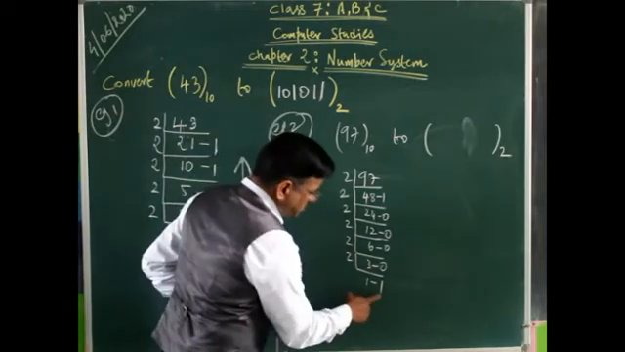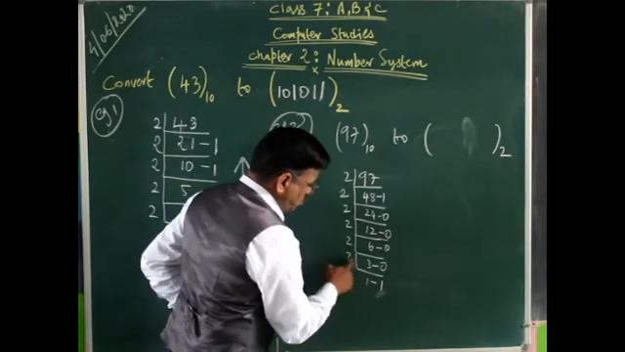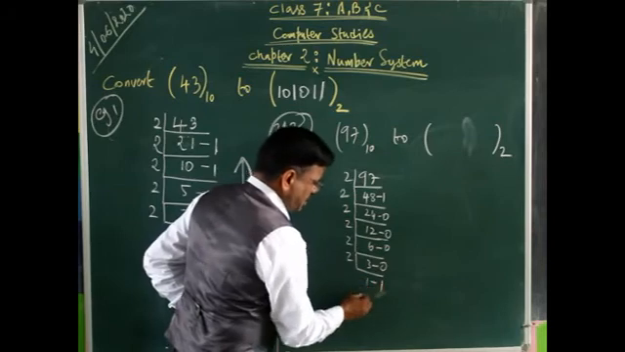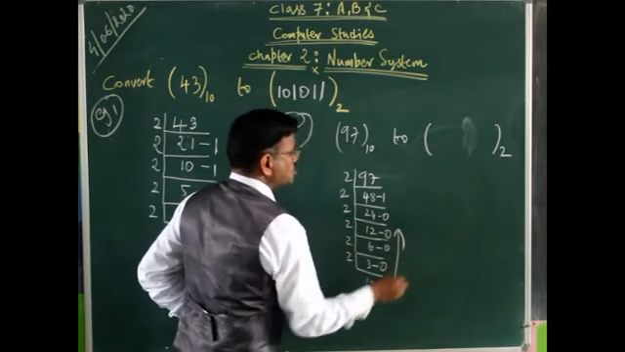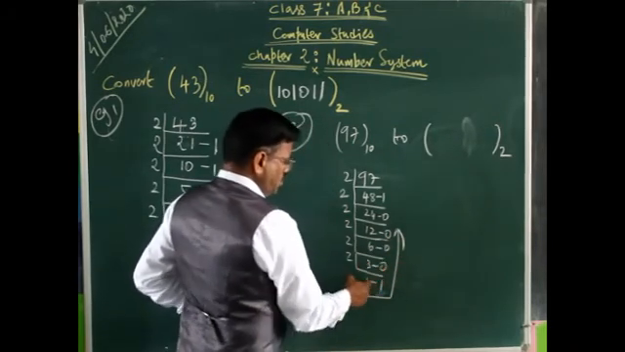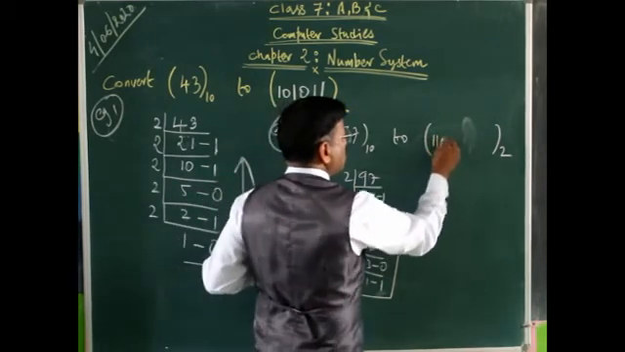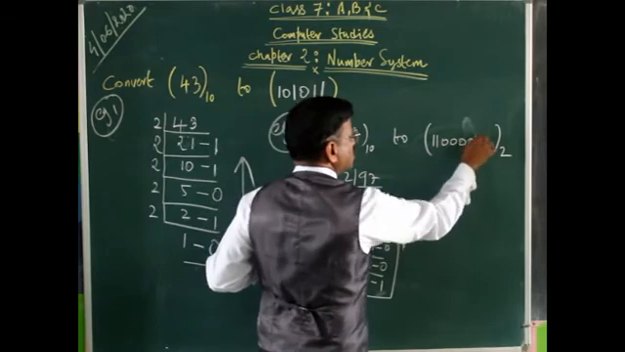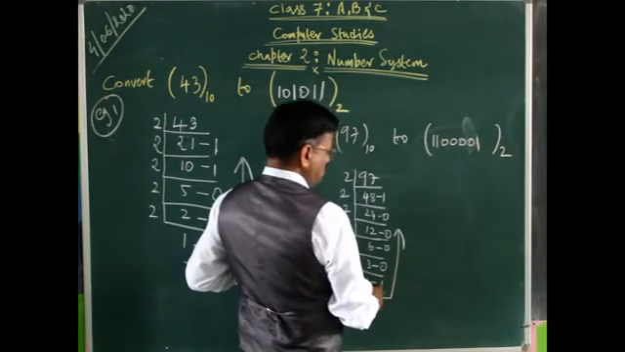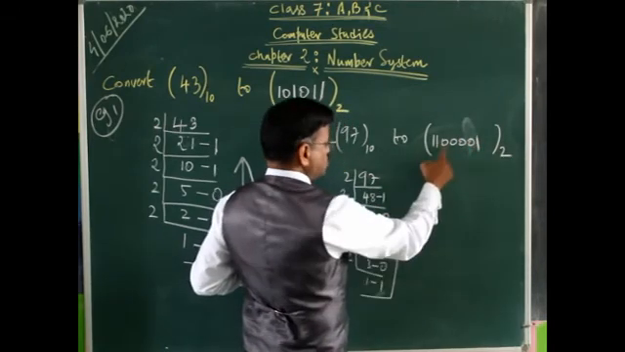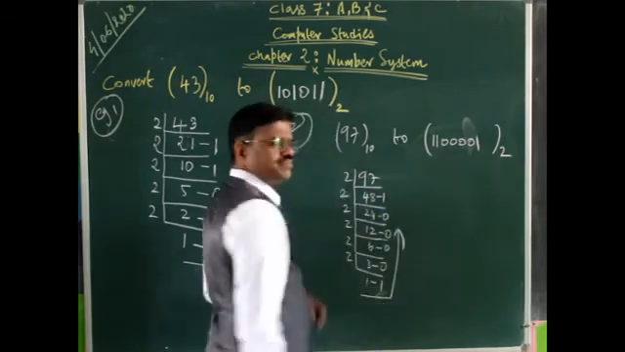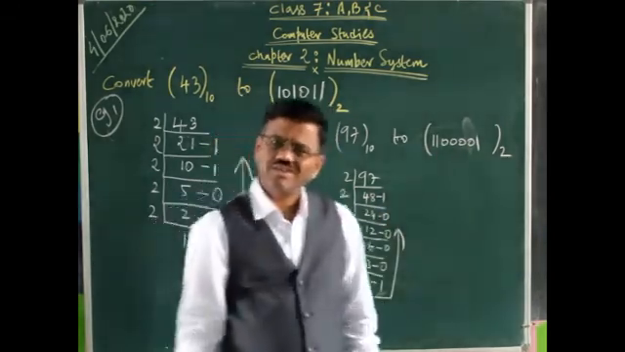This is where most of the boys and girls make a mistake: 2 ones are 2, remainder is 1. Take the answer from bottom to top. What is that? 1100001. That's it. Is this clear?